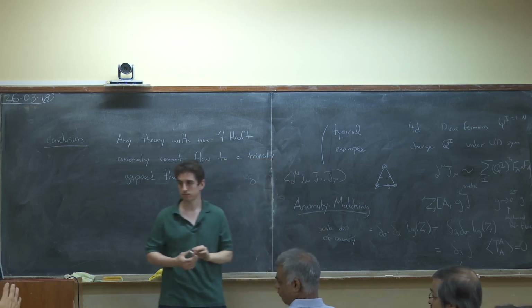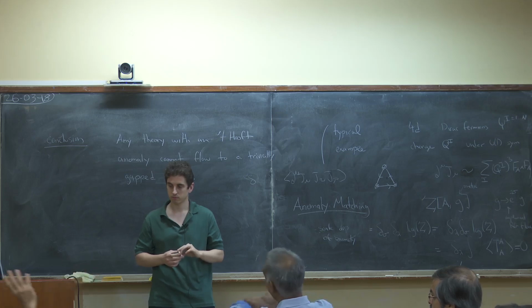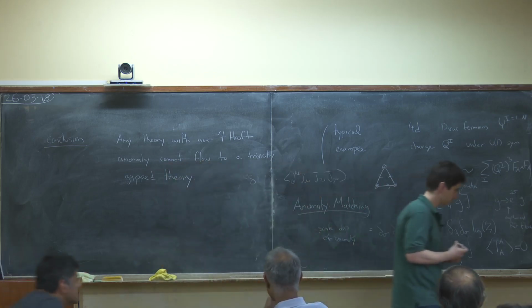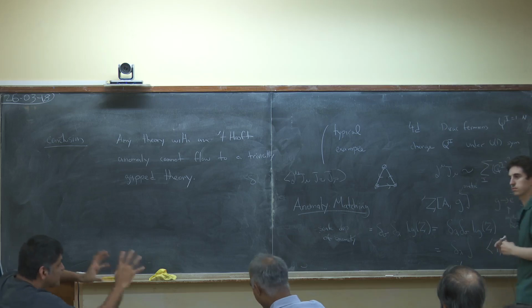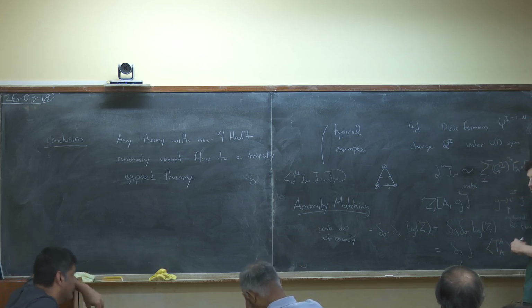Isn't this just the same statement as that you cannot remove it by variation of a local counter term? Yeah, that's exactly what I was saying. By a variation of a local counter term. What you're saying is that that S of A that produces this variation cannot be local, right?